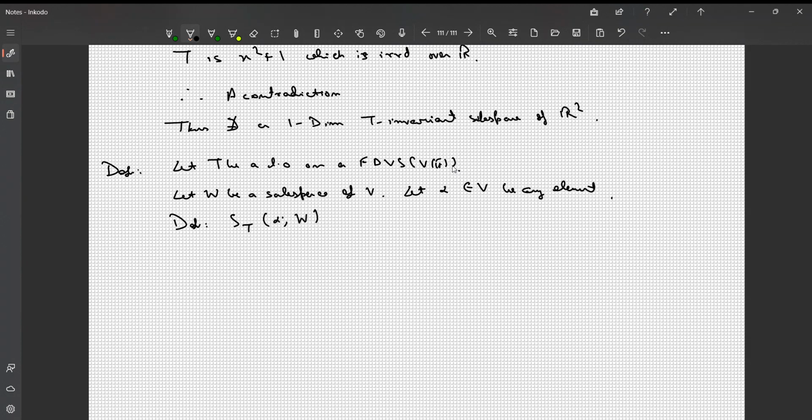Define S_T(alpha; W) to be the set of all polynomials p, obviously over F, such that the image of alpha under the operator p(T) is inside W. Clear?